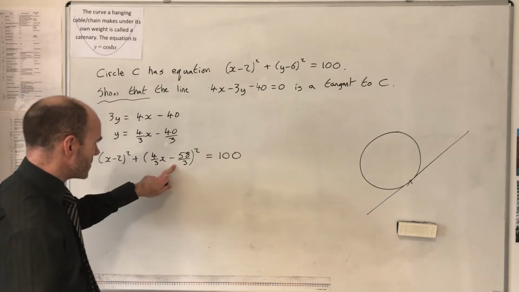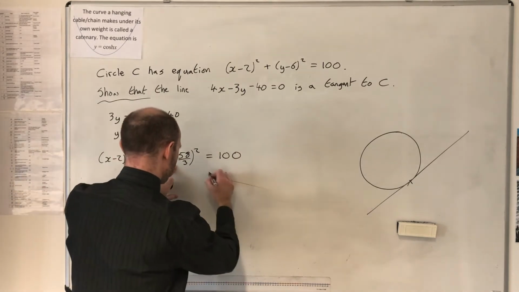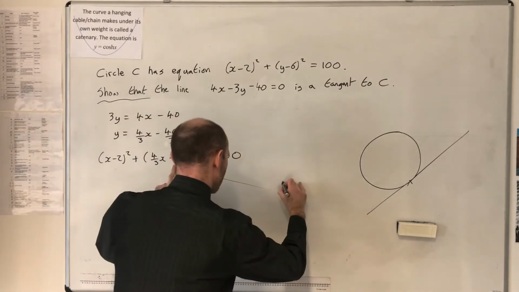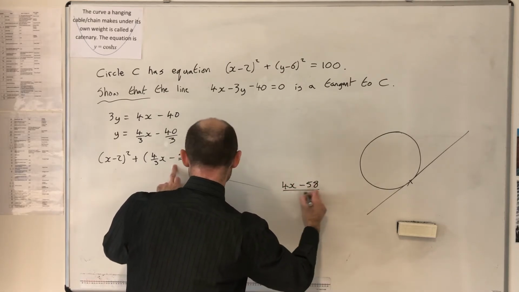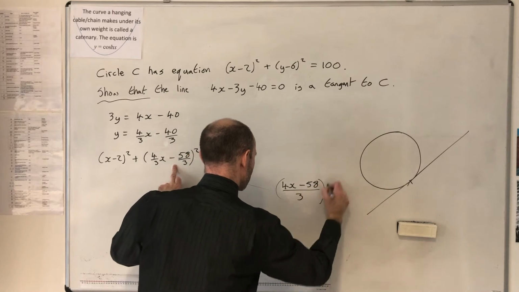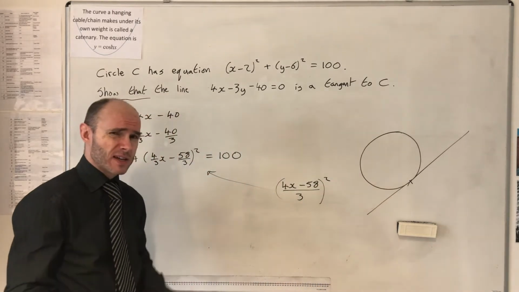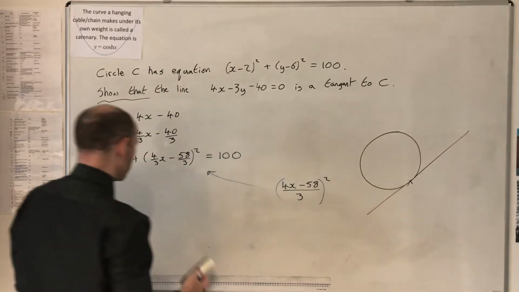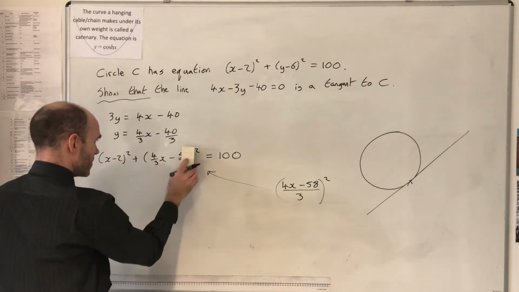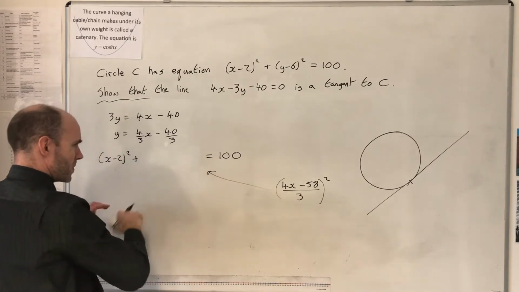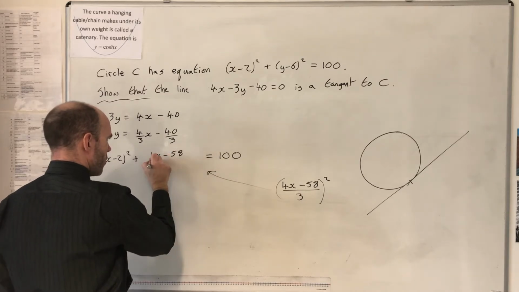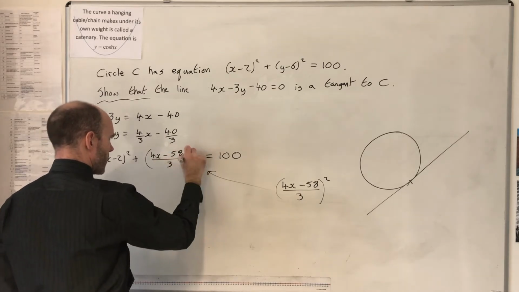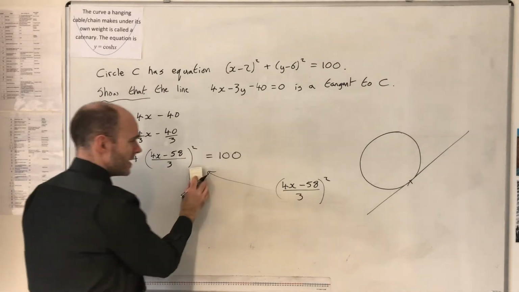So what I'm going to do is rewrite this, if you don't mind. I'm going to rewrite it as ((4x - 58)/3)². It's just going to make expanding of brackets simpler. I've written it there so I don't make any mistakes when copying out again. So ((4x - 58)/3)². All right, and then we're ready to go.